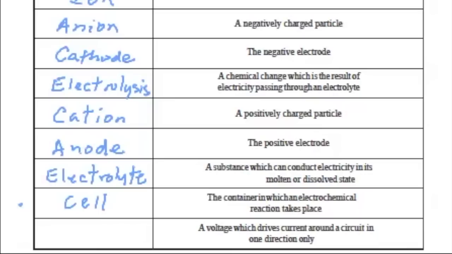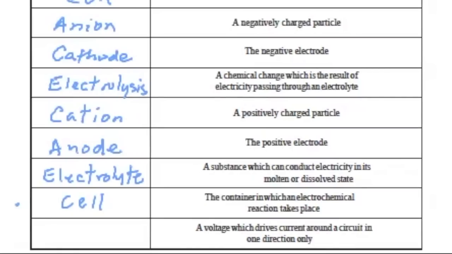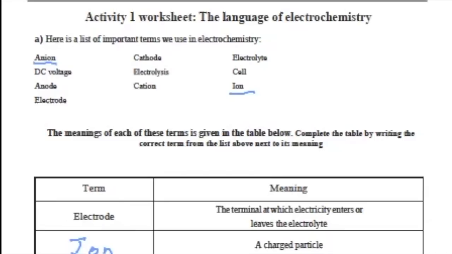And the last one, for a voltage which drives current around a circuit in one direction only, the last one would be DC voltage. Not able to write it in, but that one would be DC voltage. So completion, so that would be DC voltage. That does it for this section.